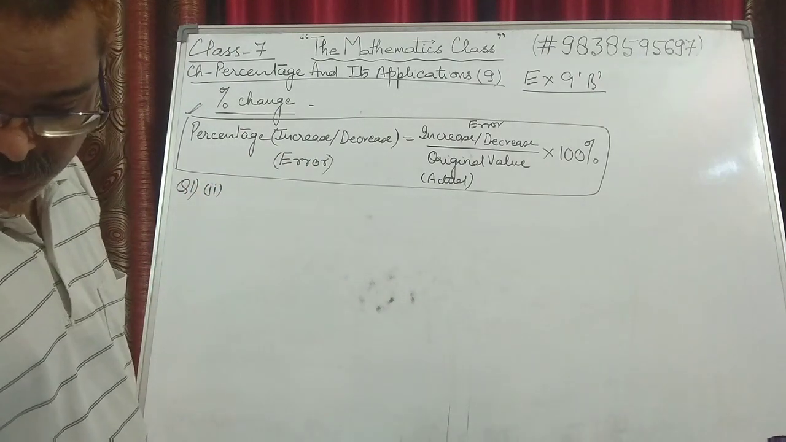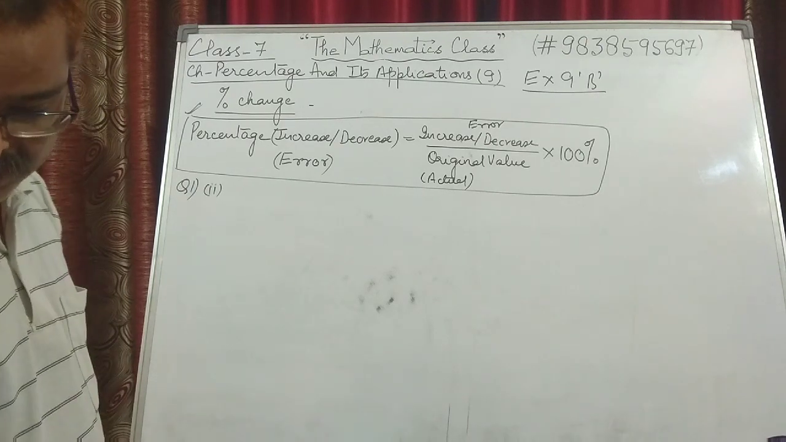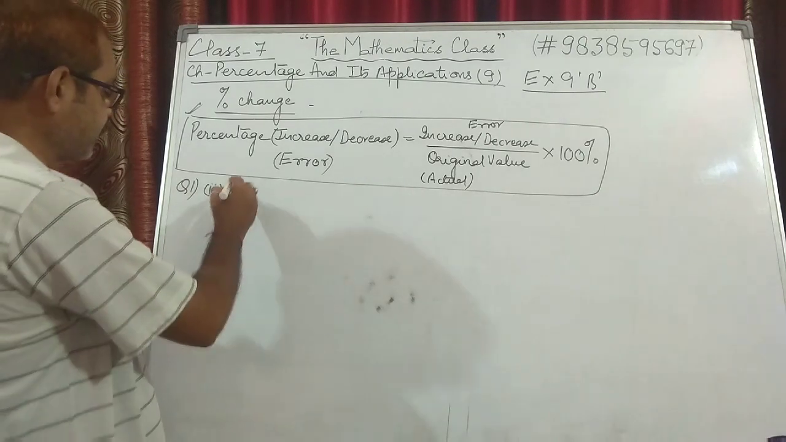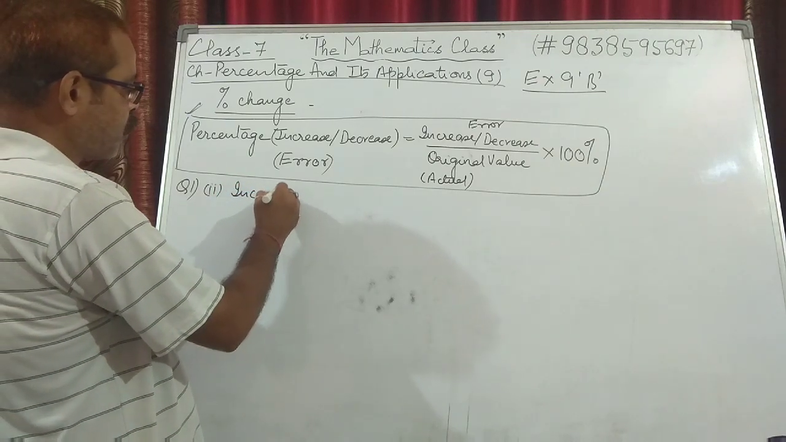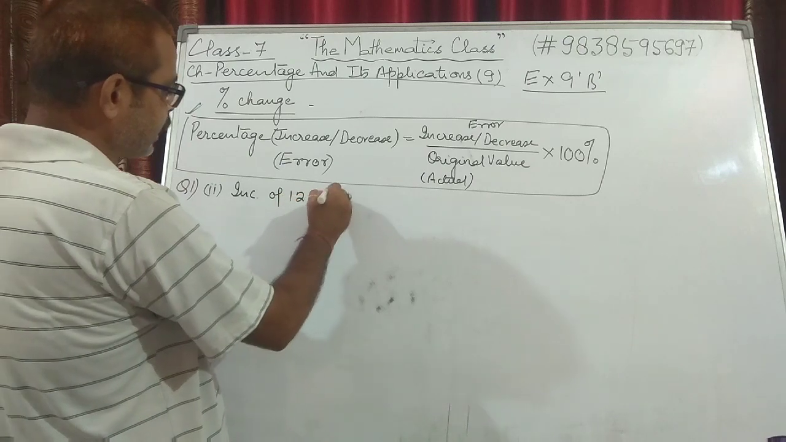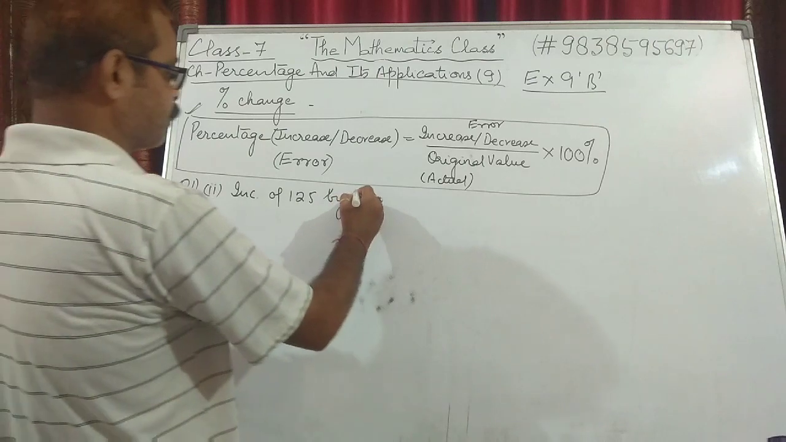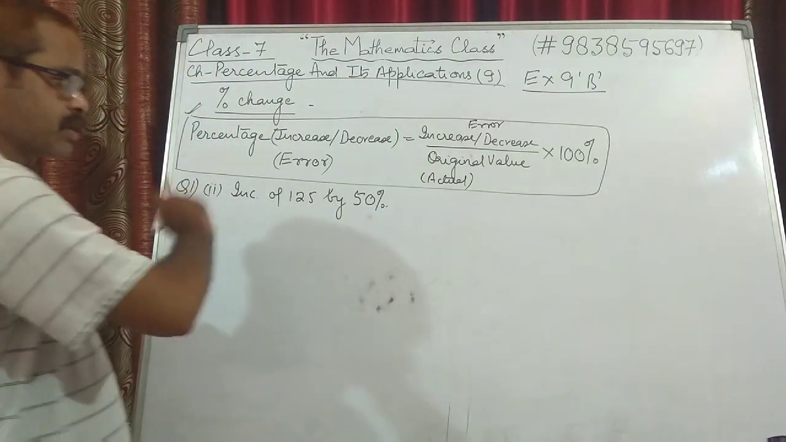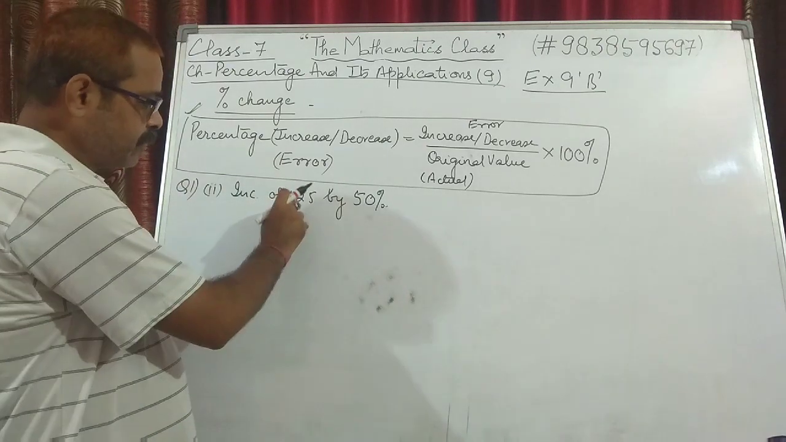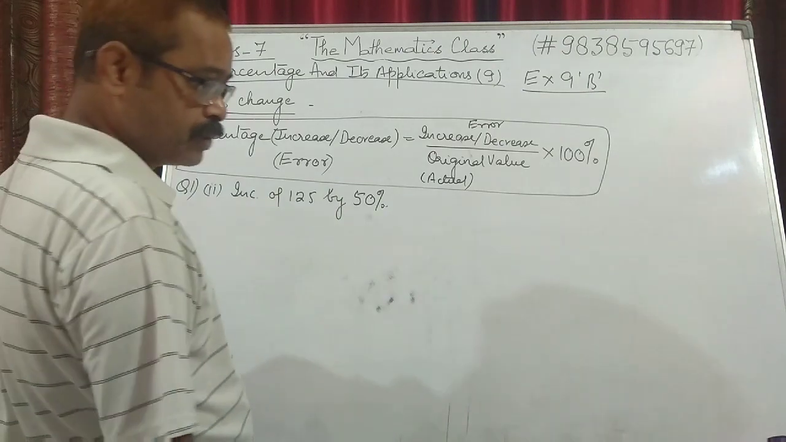Second part says find the value of the following: increase of 125 by 50%. We have to find the increase of 125 by 50%. What do you understand by the meaning of the question? What is the meaning of the question? That the number 125 has been increased by 50%.